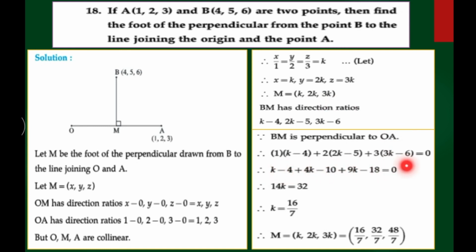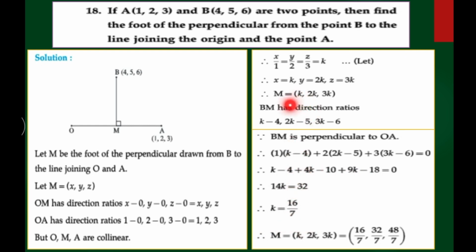So we substitute the values. Therefore after multiplying by 1 we get k minus 4, after multiplying by 2 we get 4k minus 10, after multiplying by 3 we get 9k, 3 into 6 that is minus 18. So add the k terms. So we write k plus 4k is 5k, 5k plus 9k is 14k, and then minus 4 minus 10 minus 18 that is minus 32. Therefore k equals 16 by 7.